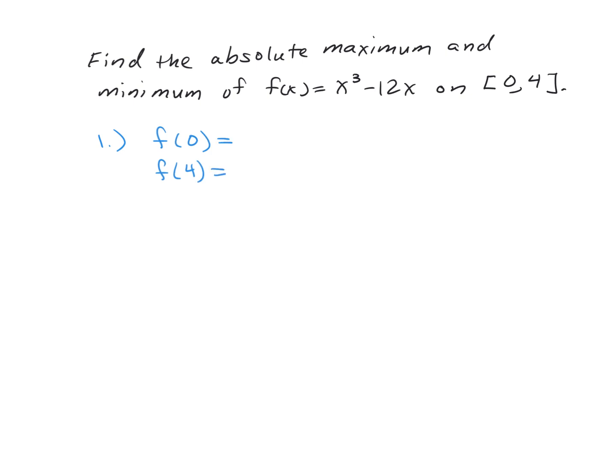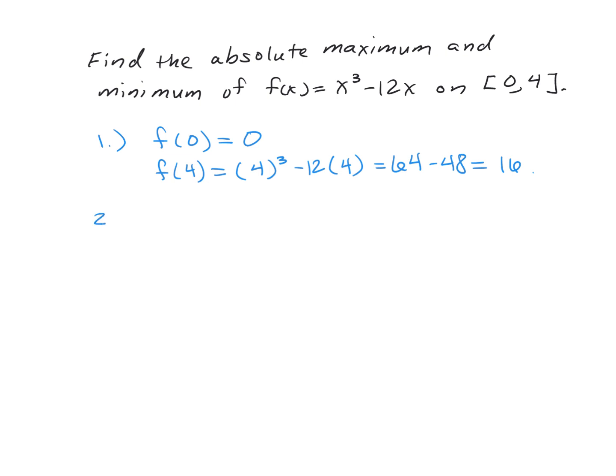and see what we get. Well, f of 0 should be pretty obvious. It is just 0, since 0 cubed minus 12 times 0 is 0. For f of 4, we go to a calculator, and by substituting the numbers into the function, we get the value of 16. So we have the value of our function at our two endpoints.